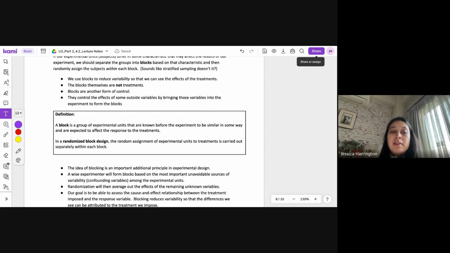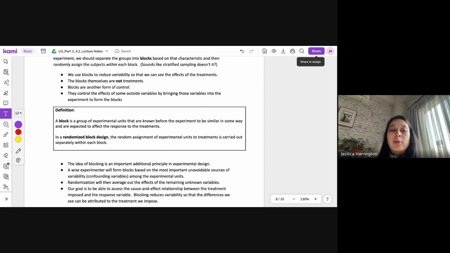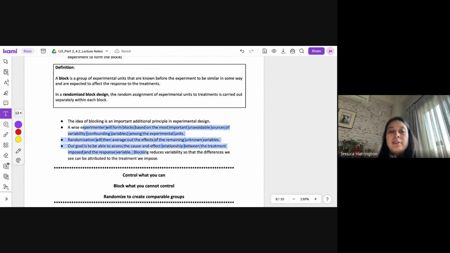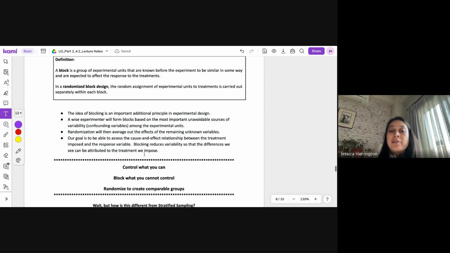In a randomized block design, the random assignment of the experimental units to treatment is carried out separately within each block. So it's like a lot of heavy vocabulary we're going to break down. Okay, I'm going to leave all of this for you to pause and read.